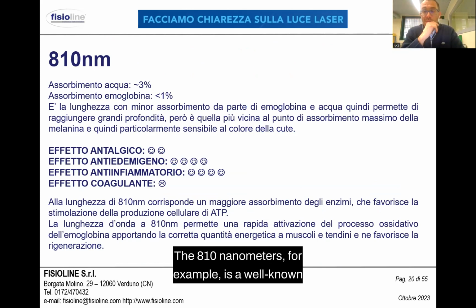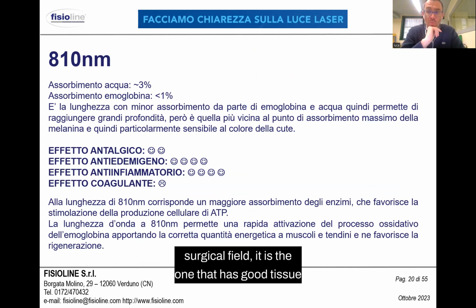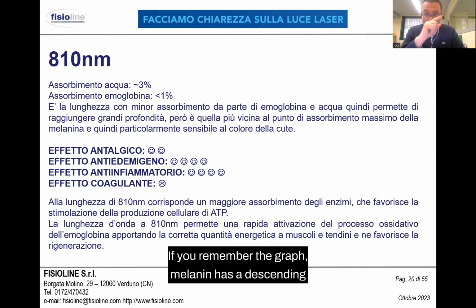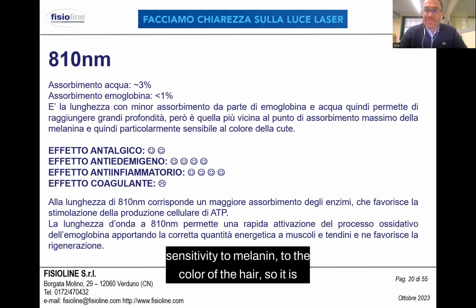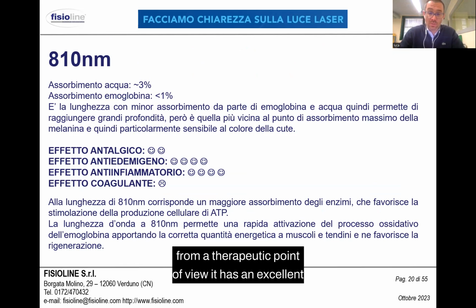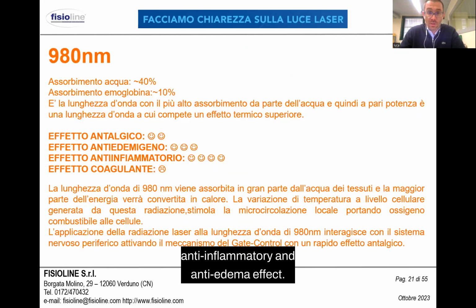The 810 nanometers, for example, is a well-known wavelength in the therapeutic field, but also in the surgical field. It has good tissue penetration, but it is the one most sensitive to the color of the skin. If you remember the graph, melanin has a descending curve, so 810 has the most, in quotes, sensitivity to melanin, to the color of the hair, so it is particularly sensitive to the color of the skin, but from a therapeutic point of view it has an excellent anti-inflammatory and anti-edema effect.